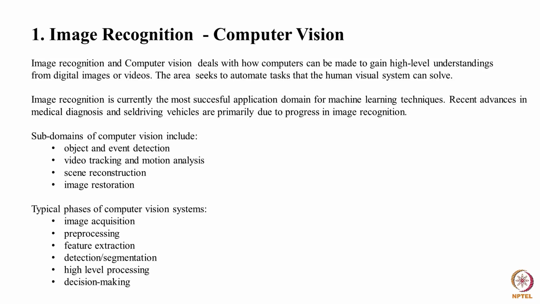Recent advances in medical diagnosis, for example, for different kinds of cancers, and the key components in self-driving vehicles are primarily due to the progress in image recognition. So if we look at some subdomains, we can see what is important. It's important to detect objects. It's important to detect events in images. We also have the issue not only about static objects, but also about moving objects. So actually tracking in videos and doing motion analysis.